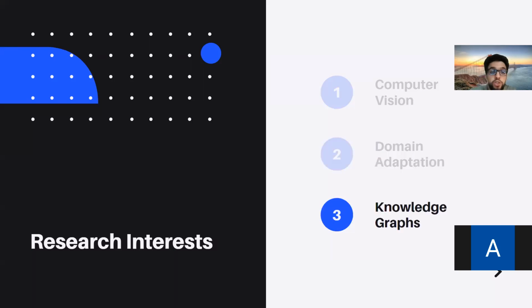The final part is knowledge graphs. This is my current thesis, or PhD thesis. It's basically combining knowledge graphs with domain adaptation in order to improve computer vision models.